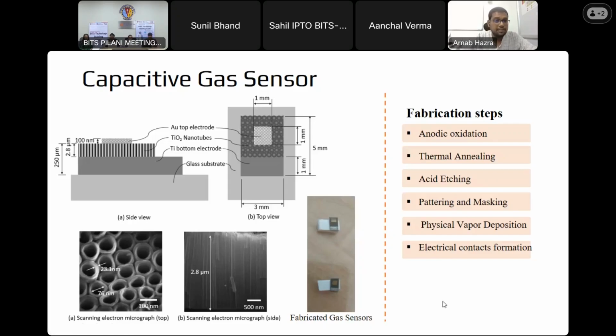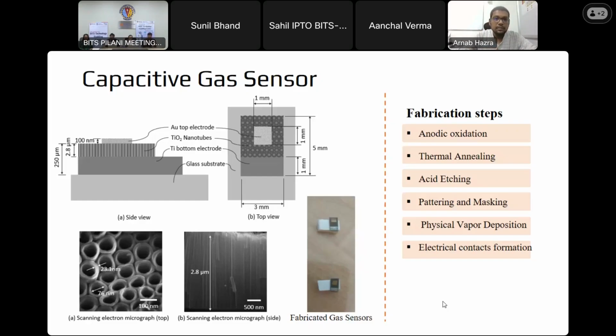Of course, multiple fabrication steps will be involved here: the anodic oxidation, thermal annealing, acid etching, patterning and masking, physical vapor deposition, electrical contact formation, etc. These fabrication steps are complex and costly, but after following one-time fabrication, we can develop around 30 to 40 devices. In that case, the fabrication cost will be reduced significantly. So these individual capacitive sensors have a significant role for different types of other substance detection.